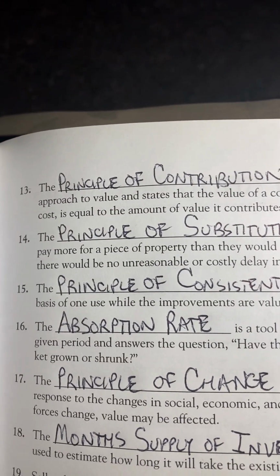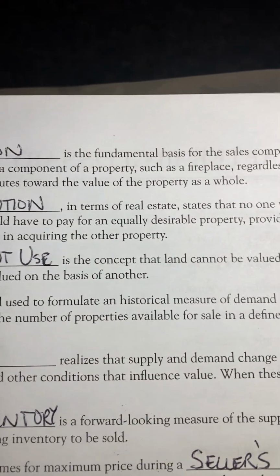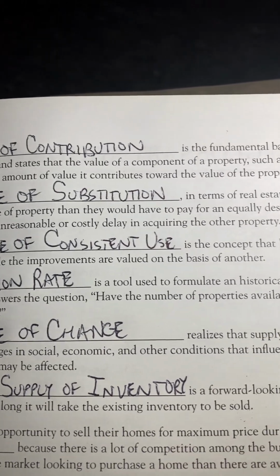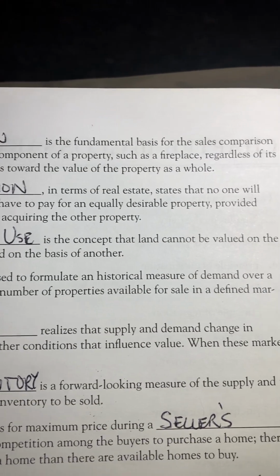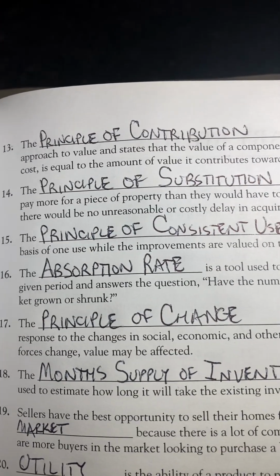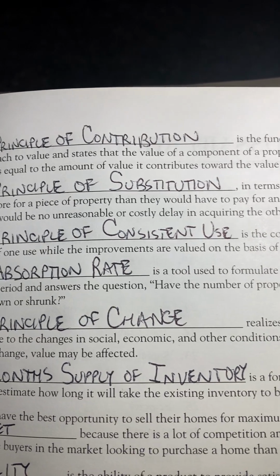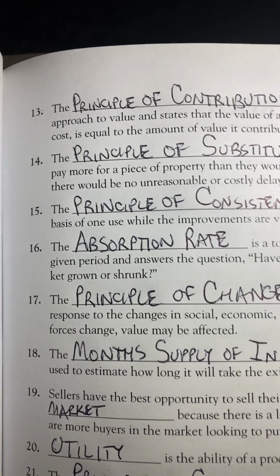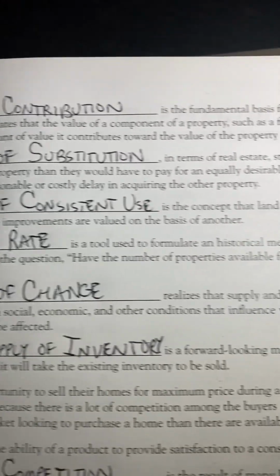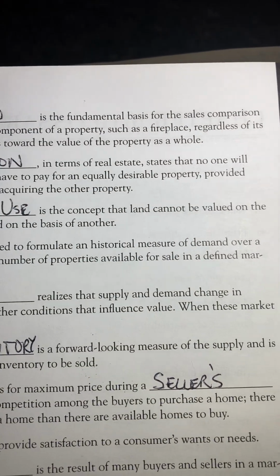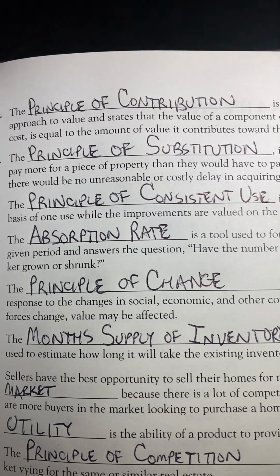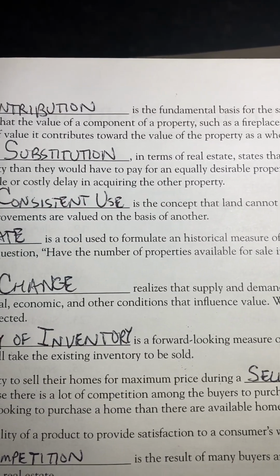Number 14. The principle of substitution in terms of real estate states that no one will pay more for a piece of property than they would have to pay for an equally desirable property, provided there would be no unreasonable or costly delay in acquiring the other property. Number 15, the principle of consistent use is the concept that land cannot be valued on the basis of one use while the improvements are valued on the basis of another.